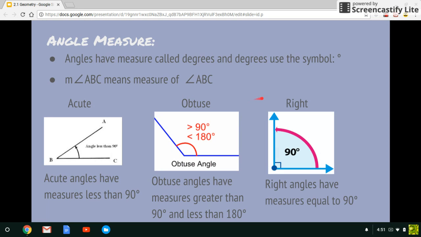And then we have the right angles, which you might have heard called square corners or a book corner before. But a right angle measures exactly 90 degrees. So we've got a few different ways to talk about angle measure. We've got acute, the small guys, obtuse, the big ones, and right angles that are right in the middle at exactly 90 degrees.